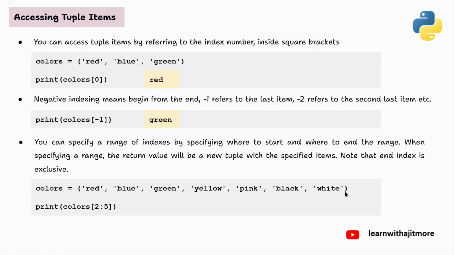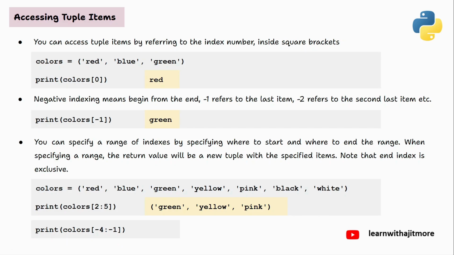Example, see, this is your tuple, 2 colon 5. It will start from 2: 0, 1, 2, 3, 4. And 5 is exclusive. So it will create a new copy tuple of these three elements and return. See, green, yellow, pink. And now in this, in all the combinations, you can drop the end, you can drop the start. If you drop the end, it will start from 2 till the end. If you drop the start, then it will start from 0. Get it? Then in this you can also give negative indexes, like -4 colon -1.